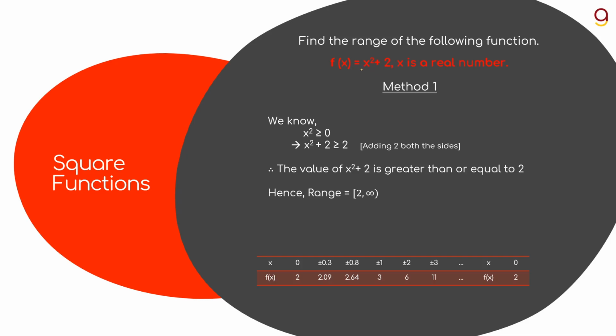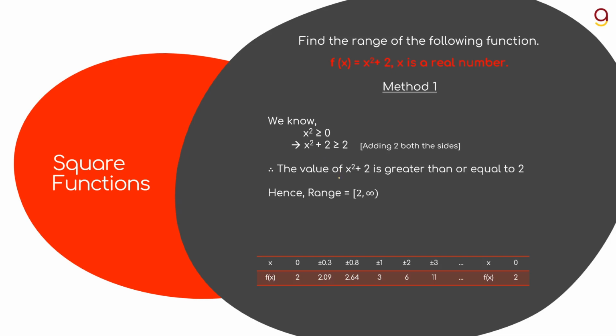Here f of x is equal to x square plus 2. x square will be greater than or equal to 0. Yes. Now as x square is greater than or equal to 0, and the function is f of x is equal to x square plus 2, we shall add 2 to both the sides. So what happens? x square plus 2 is greater than or equal to 2, adding 2 to both the sides.